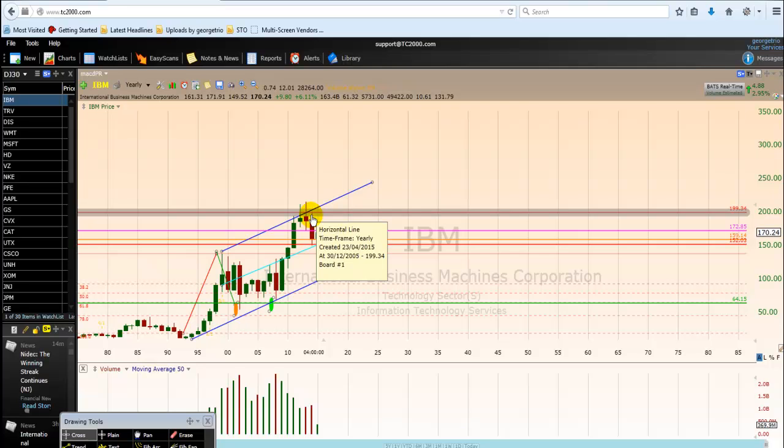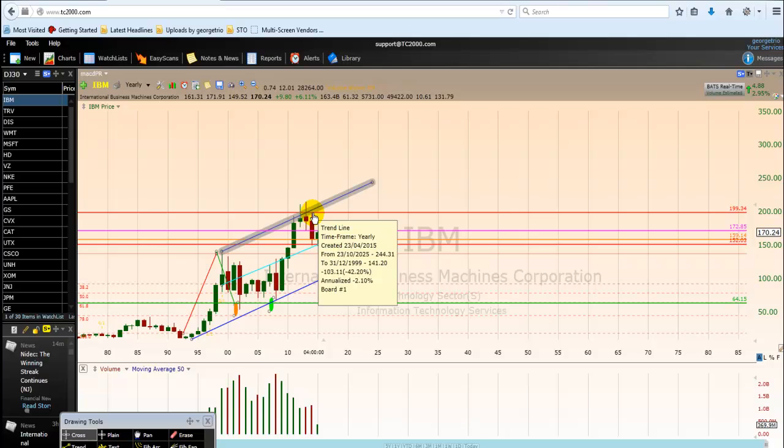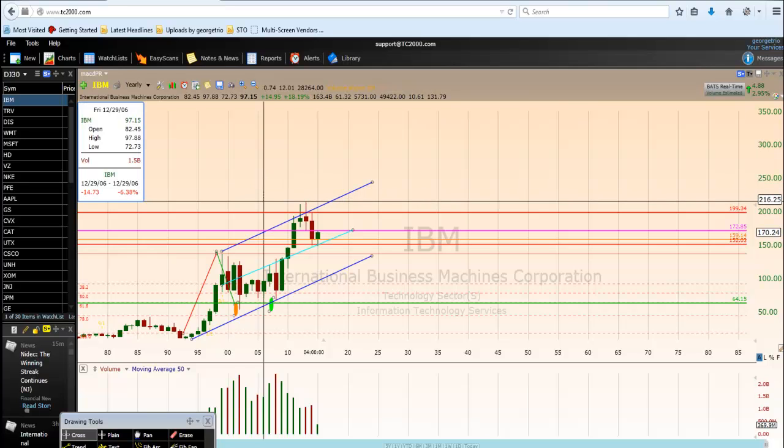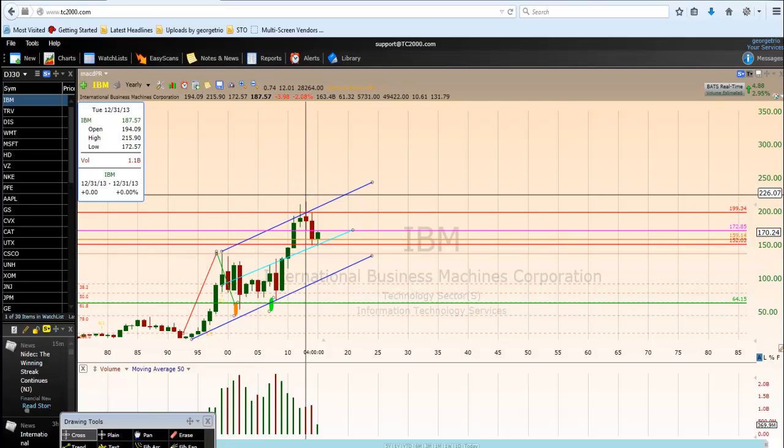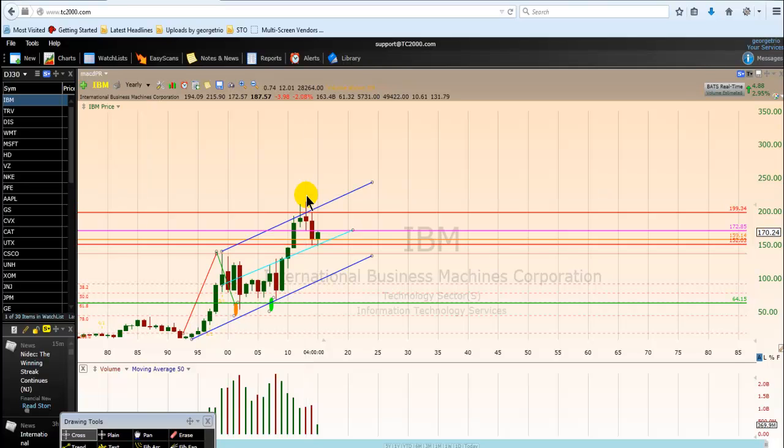Resistance level 1 is the high of 2014, all right? It's at 199.21, right here. The ultimate resistance, or the ultimate greediest bullish target, if it gets there one day, is the high of 2013 at 215.90. You want to note all these levels down.